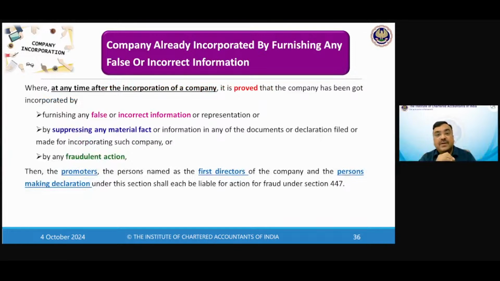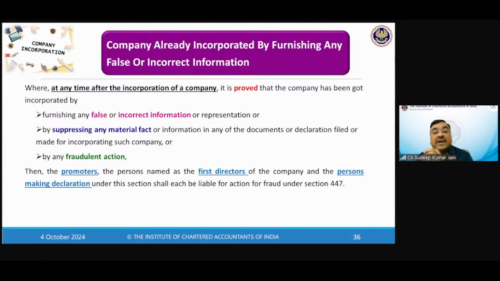But company is already incorporated by furnishing false and incorrect information. कंपनी इनकॉर्पोरेट हो गई, बाद में मालूम पड़ा कि इंफॉर्मेशन गलत थी, झूठ बोला था इसने. इस आदमी ने झूठ बोला था, कंपनी इनकॉर्पोरेट करा ली. अब कौन फंसेगा? Who will be liable for these acts?